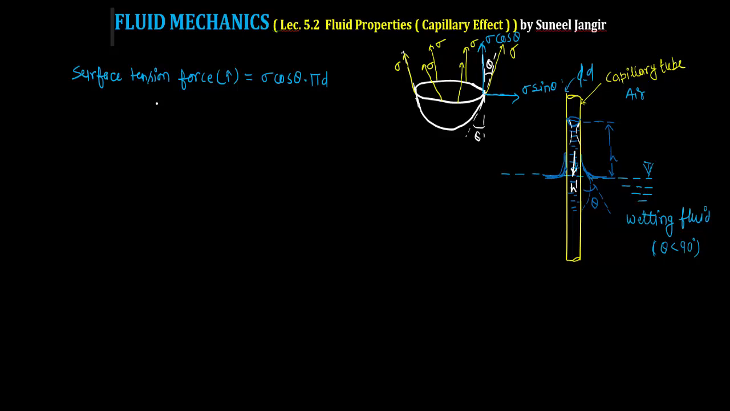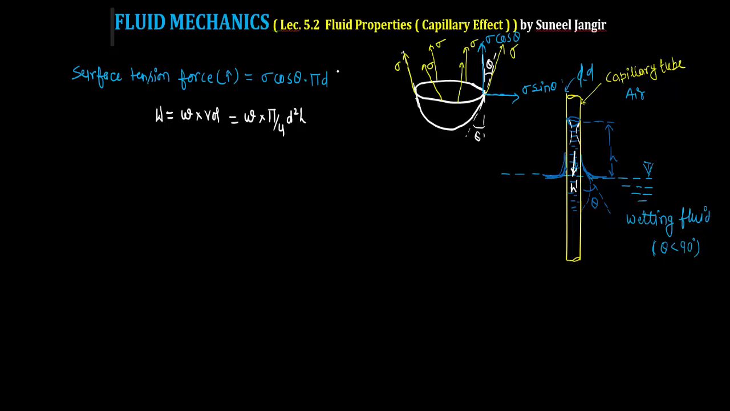When I want to calculate weight, I can write that the weight of the fluid is equal to the specific weight of the fluid into the volume of the fluid. The specific weight of the fluid is W. The volume of this fluid in this tube up to the height h in a d diameter tube is equal to pi by 4 d square h. This is the volume, pi by 4 d square h.